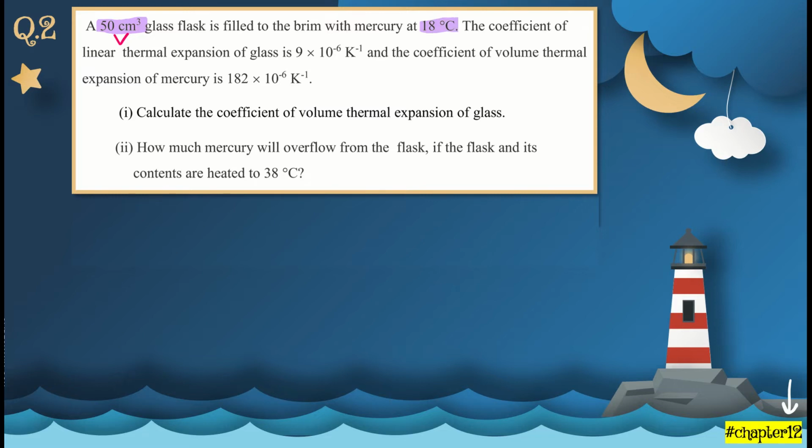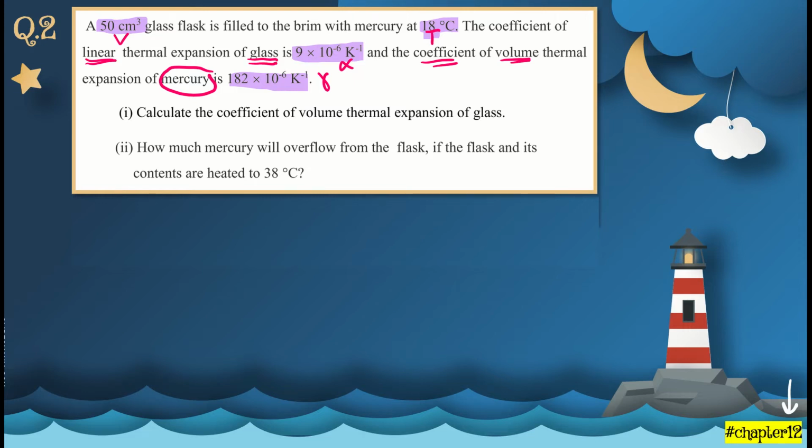So we have volume, we have temperature, and the coefficient of linear thermal expansion. Here is alpha, the coefficient for linear expansion, and the coefficient for volume thermal expansion is 182 times 10 to minus 6. So this is our value of gamma. Bear in mind that this is for mercury, the liquid in the flask, and alpha is for glass.